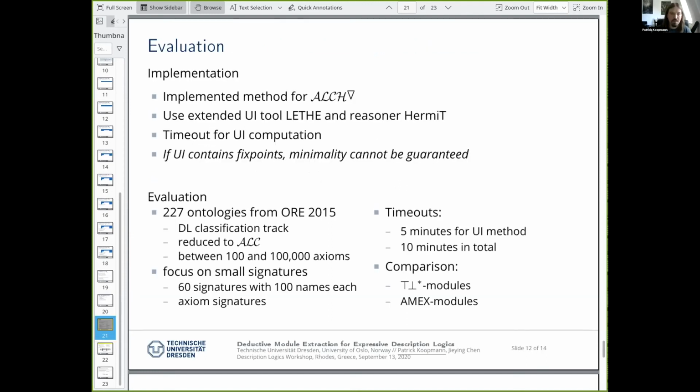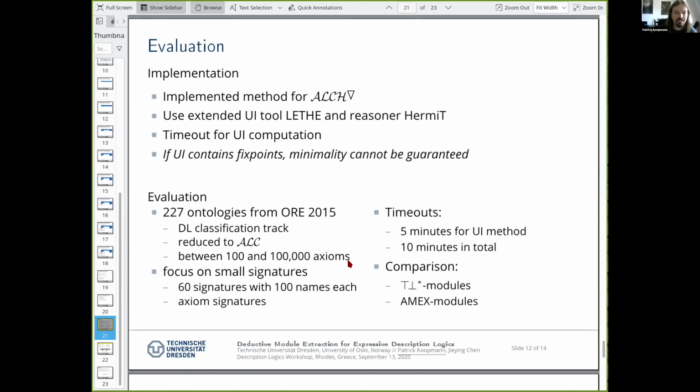So we implemented our method for ALCH with the universal roles. And for that, we used an existing tool called Lethe, which we extended to support universal roles, with some bug fixes and optimizations, especially some simplification rules to be able to get nicer interpolants for our method. We used HermiT as a reasoner, and we used a quite different timeout mechanism than usual, in the sense that the step of computing the uniform interpolant was given its own timeout of 5 minutes, while the overall method was given a timeout of 10 minutes.